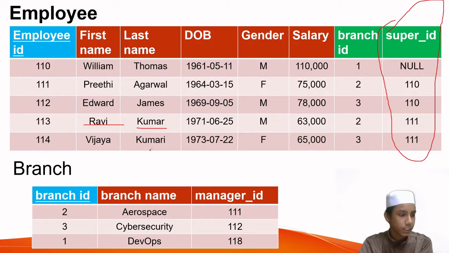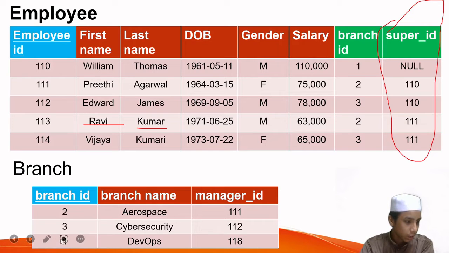Like that we have Vijay Kumari, who has this much salary and her super ID is 111, which means that her supervisor is also Preeti Agrawal. Preeti Agrawal's supervisor ID is 110, which means her supervisor is the employee with ID 110, who is William Thomas. So here we can use a foreign key on the employee table to define the relationship between the employees.